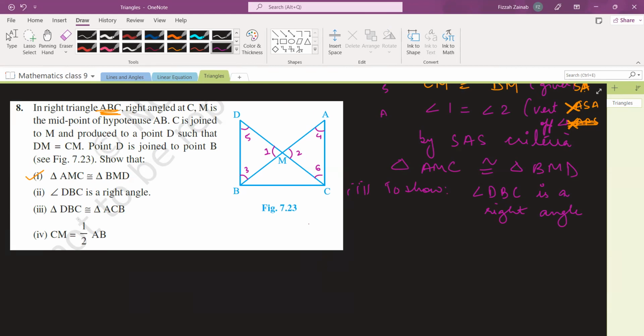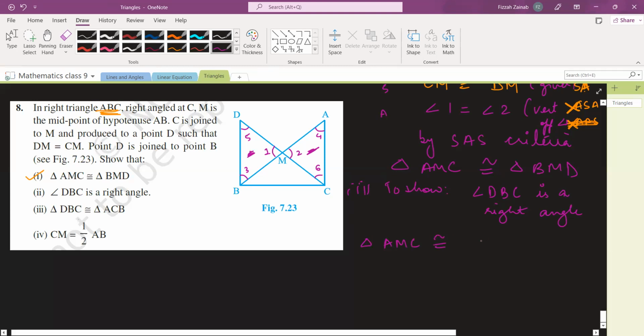Now, first of all, I have shown that these two triangles are congruent, clear? So by CPCT, the other two angles are also equal, right? In these two triangles, this triangle is congruent to this triangle, and angle 1 was already equal to angle 2. That means the remaining angles are also equal. So triangle AMC is already congruent to triangle BMD. This we have shown, right? So by CPCT, corresponding parts of congruent triangles, we can say that angle 3 is equal to angle 4, right?